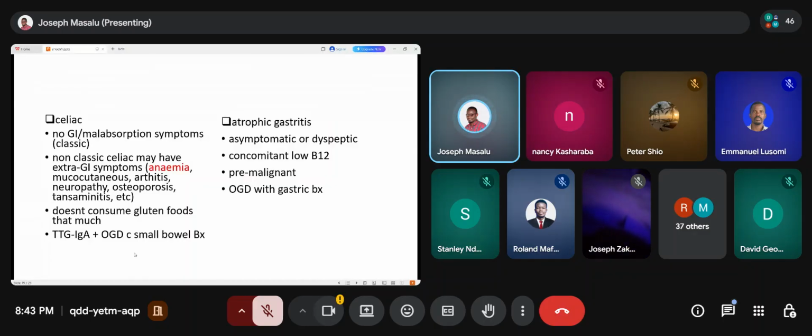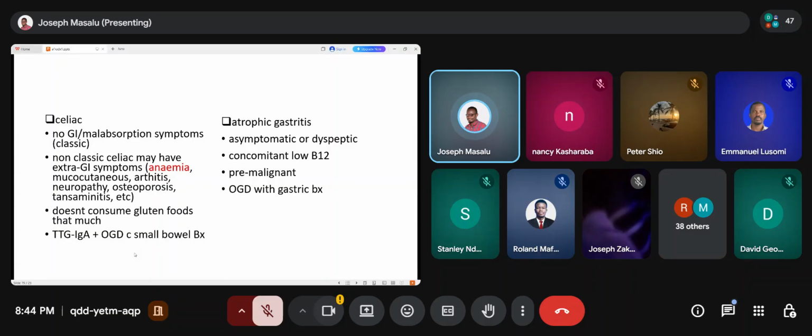But yes, we have non-classic celiac, where you can have celiac without GI symptoms, but her symptom would be only severe anemia without any mucocutaneous findings, arthritis, neuropathy, osteoporosis, or transaminitis. Again, less likely. And the patient, she was a doctor. She told me she doesn't consume that much gluten food, so she expected that in the times when she doesn't consume them, she wouldn't be anemic. So we didn't think that she has celiac.